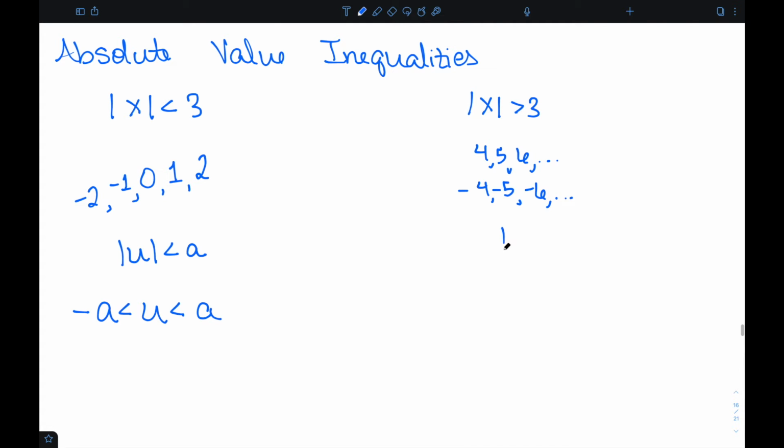In this case, if we have that the absolute value of u is bigger than a, we set up two inequalities. That u is bigger than a, or u is less than -a. And depending on if we have a less than or a greater than sign, it'll tell us which one of these two rules that we need to use.